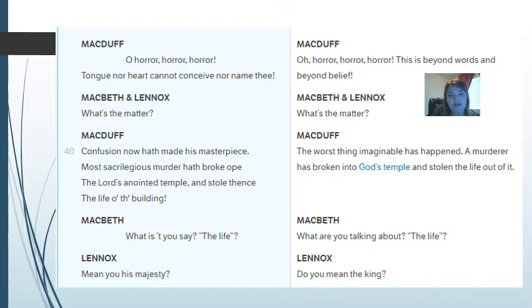Macduff: Oh horror, tongue nor heart cannot conceive nor name thee. What is the matter? Confusion now hath made his masterpiece, most sacrilegious murder hath broke ope the Lord's anointed temple, and stole thence the life of the building. What is it you say, the life? Mean you his majesty? The worst imaginable has happened. A murderer has broken into God's temple and stolen the life out of it. Do you mean the king? Notice the contractions that Shakespeare uses that we spoke of earlier.